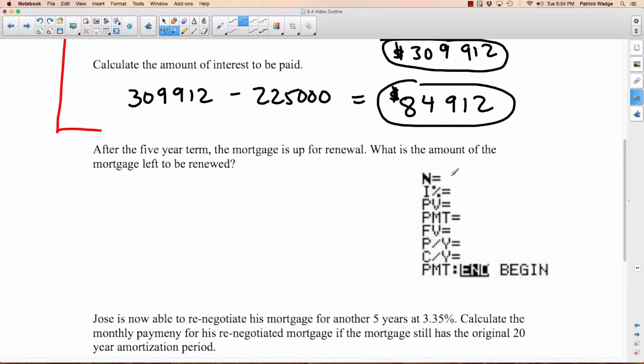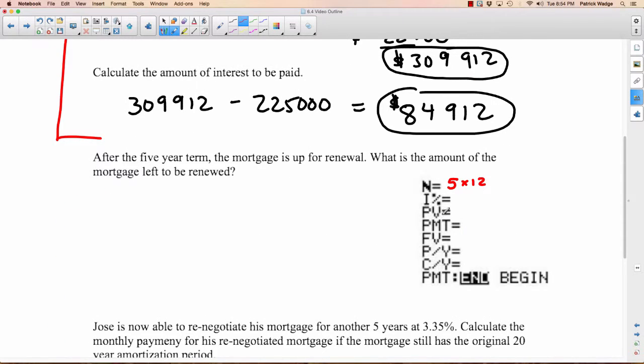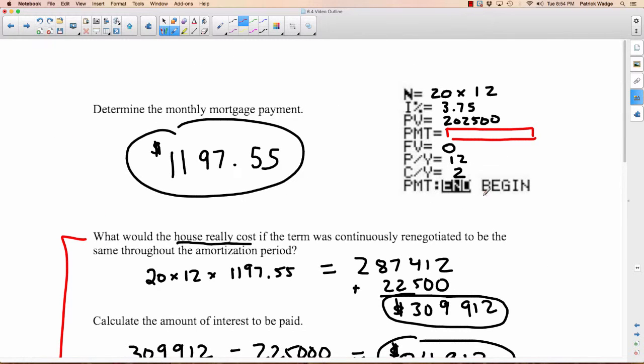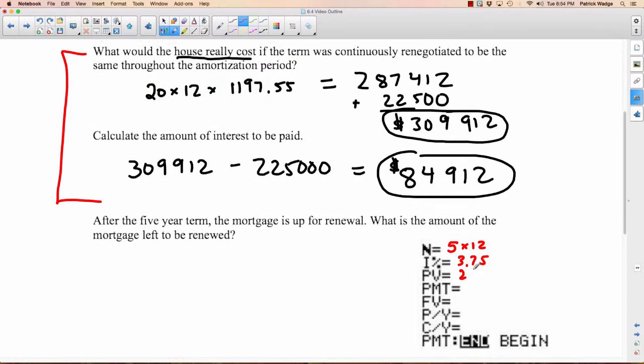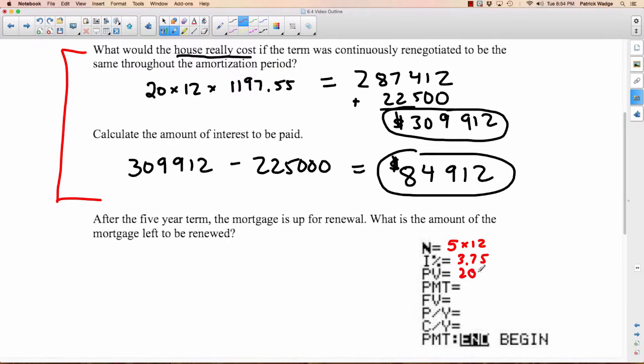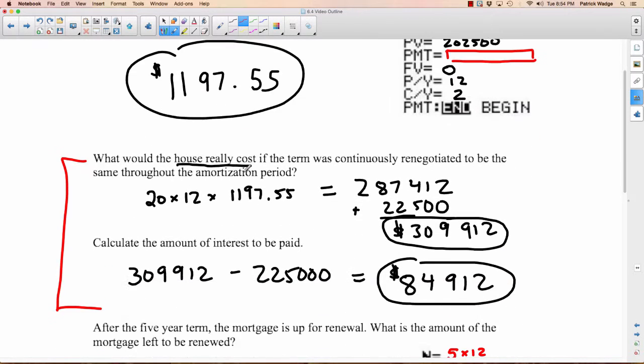So N, it's not the whole amount. We've only paid for 5 years. So it's going to be 5 times 12. 5 years, 12 months. What's the percentage? Same as up here, 3.75. That's what percentage we're getting, paying every month. The previous value, that's what we started with again, so that was $202,500. The payment, well, we know the payment now. The payment was this amount right here, $1,197.55.